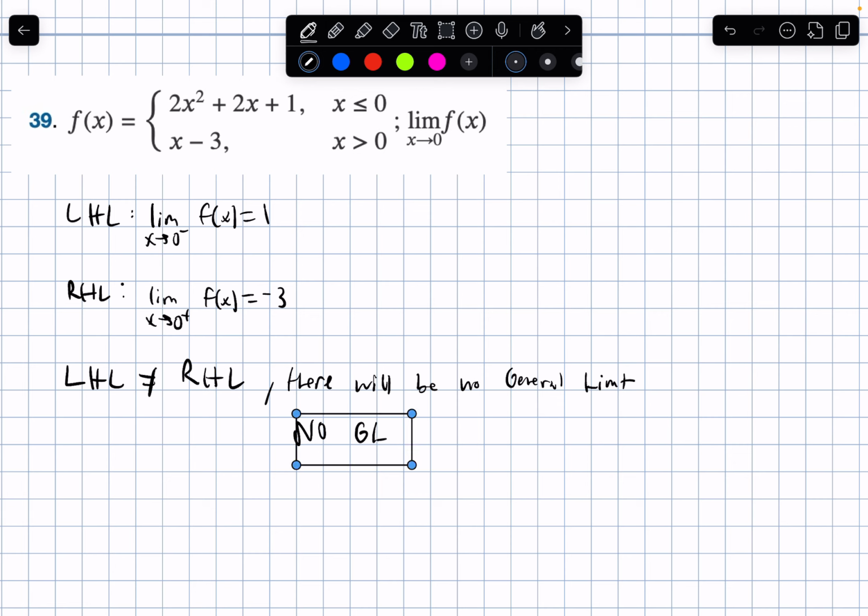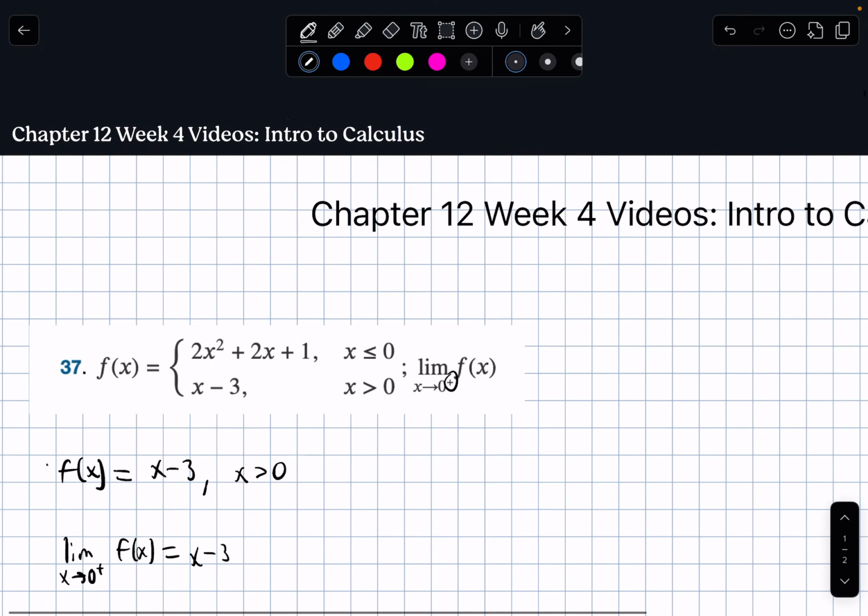And so just to understand this a little bit better, the reason why we wouldn't have a limit here is because there's a jumping discontinuity. When the y values change with such volatility, there's not going to be a limit, because the right-hand limit is going to be approaching from a totally different y value than the left-hand limit. Because there's such a gap, that's called a jumping discontinuity, and that means that there's no general limit.